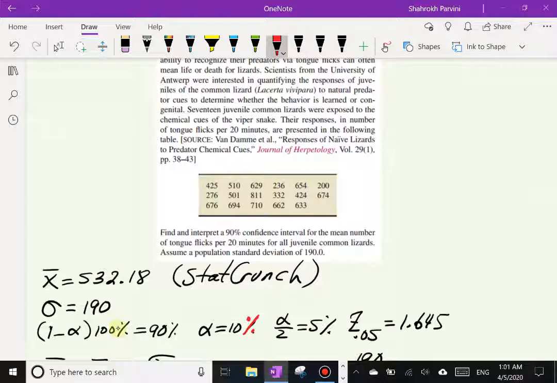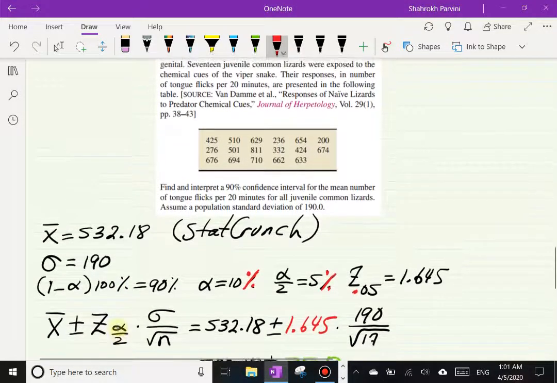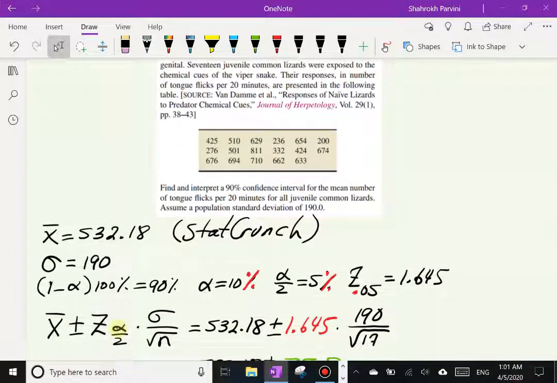And then we divide alpha by 2. We get 5% here. Half of 10% gives me 5%. And then the z of .05, again, is 1.645. These numbers will not change. The z-score will always be that for a 90% confidence interval. And then I went to the formula and plugged in for x bar. This is x bar, so I plugged in 532.18.